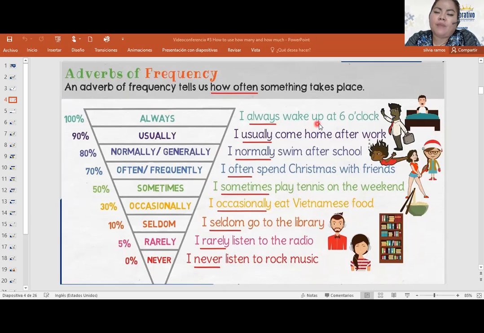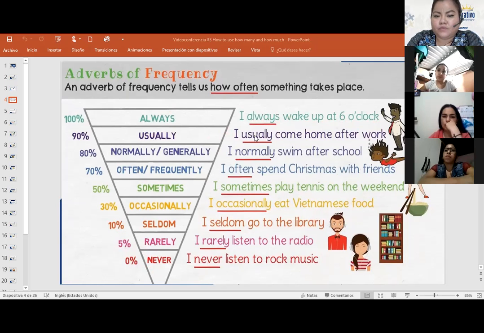I always wake up at 6 o'clock, right? 100%. Can you please read the next one, Gerardo? Usually. I usually come home after work. Thank you so much. Normally, Teresa. I normally swim after school. Okay, very good. After school. Good.